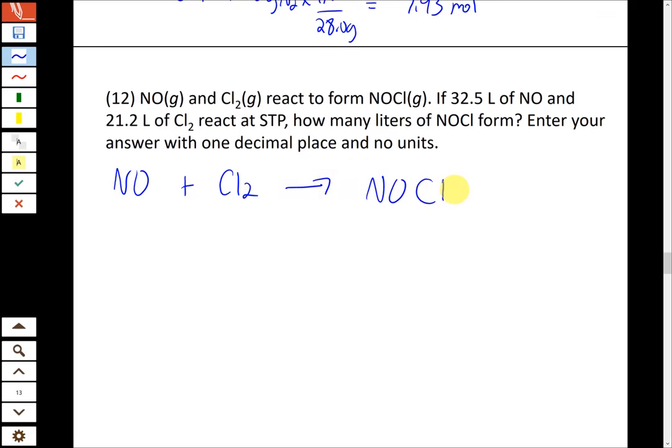Not a terribly difficult one to balance, but we need a 2 there to balance chlorine, and then a 2 there to keep nitrogen and oxygen balanced. These are all gas phase reactants and products. That's important for this problem.